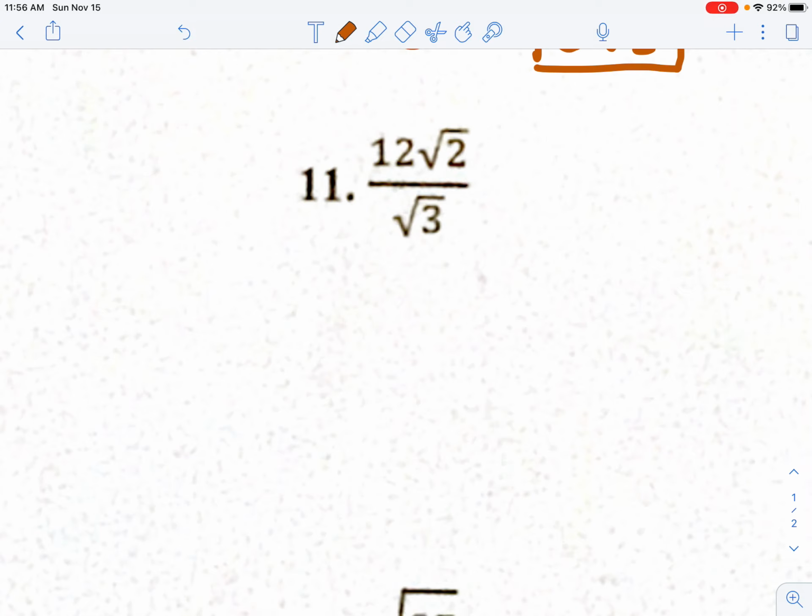number 11 here. Same thing, we've got a radical on the bottom, radical 3. To get rid of that, we're going to rationalize the number by multiplying by the same thing. So I've got radical 3. If we do it on the bottom, we have to do it on top. All right, up here, we've got 12 radical 2 times radical 3.